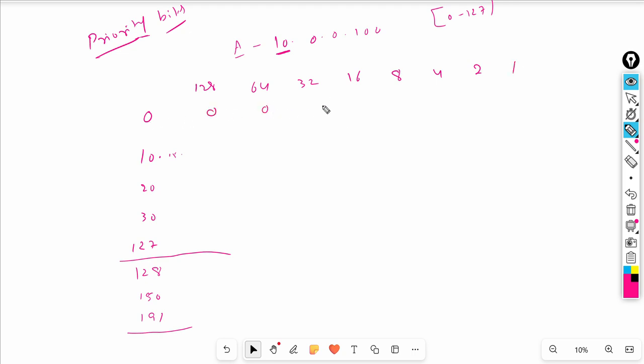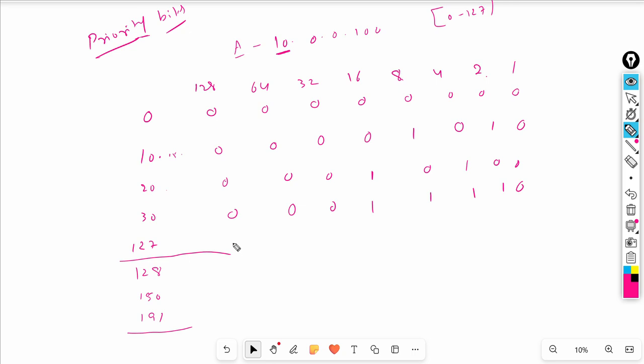0 means all zeros. Next, 10. 10 is what? 1, 0, 1, 0: 8 plus 2 equals 10. 20 means 16 plus 4, right? So 16 becomes 1, 4 becomes 0, and the remaining are all zeros. Next, 30. 30 is 16 plus 8 is 24, plus 4 is 28, plus 2.